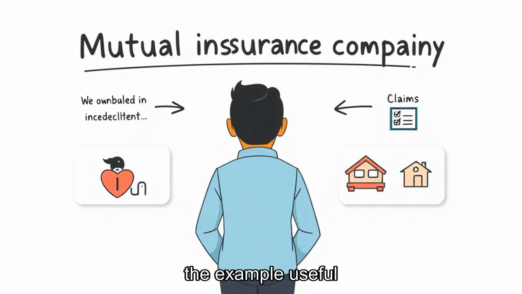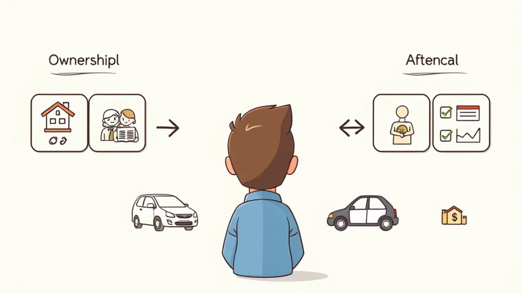That makes the example useful because it shows the company is organized around serving insured members in a form someone could recognize. Mutual and stock insurers changes the decision before anyone names it. A familiar example is when ownership affects priorities. A stock insurer may focus strongly on growth and return on equity. A mutual insurer may emphasize long-term member stability.